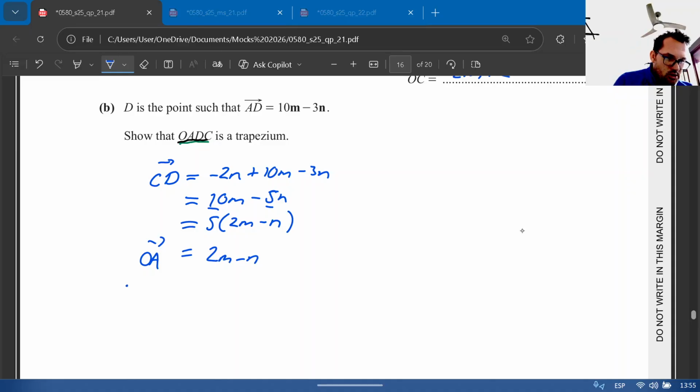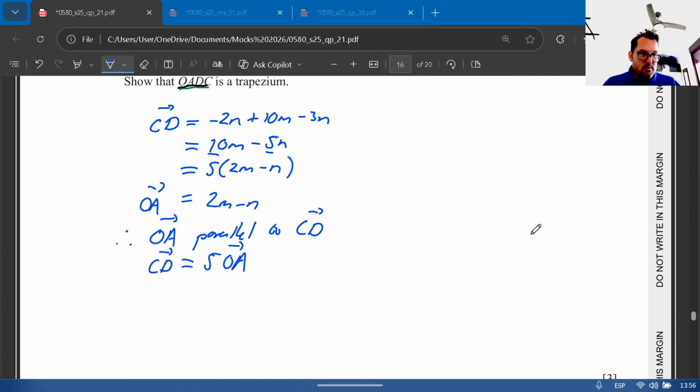So that means OA is parallel to CD. It also means CD equals 5 OAs. Now if you've got two sides that are parallel, that means OADC is a trapezium.